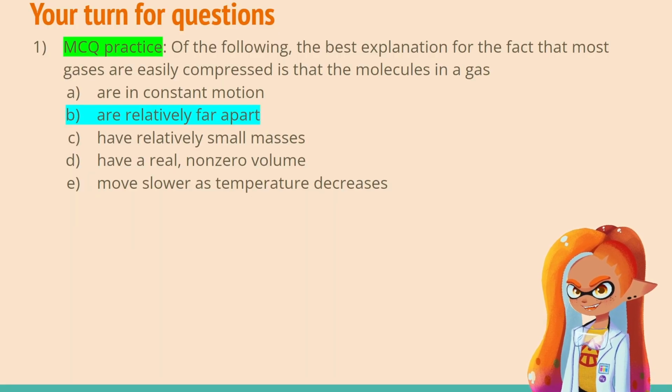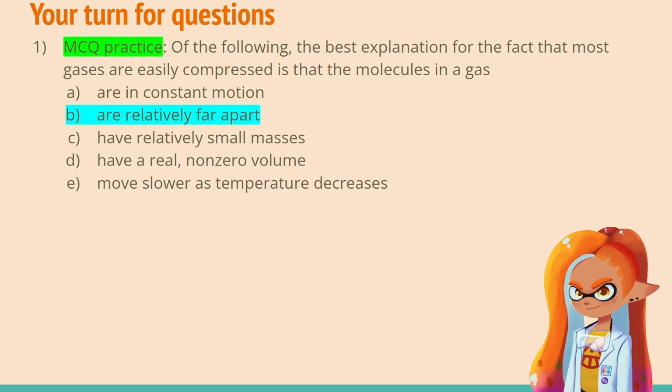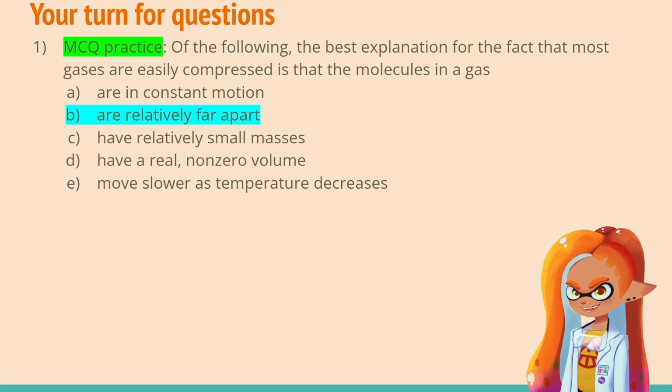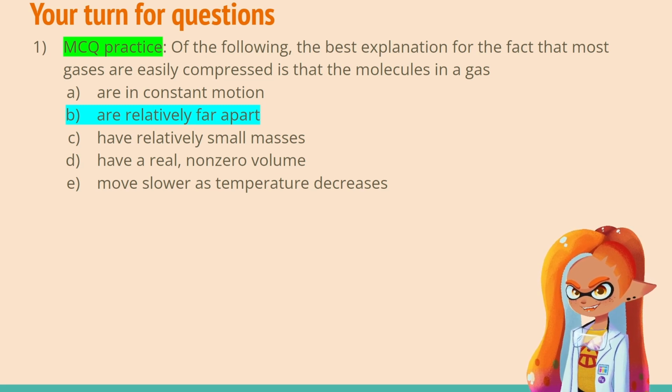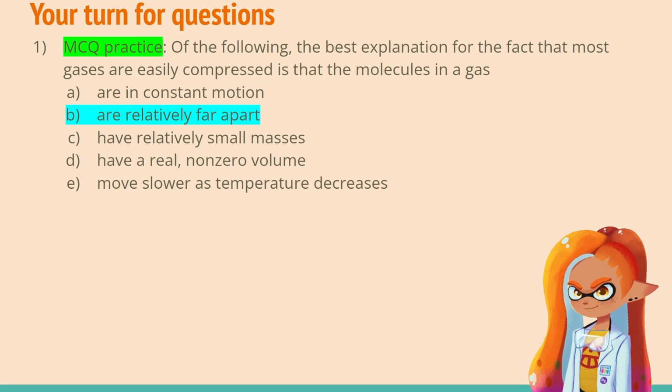So for the MCQ, the answer is B. They're easily compressed because remember that the particles of a gas are very far apart. Since they're very far apart, you can put pressure on that gas if it's in a container of some kind. When you put pressure on that gas, those particles can get closer together, but not enough to become a liquid until you put so much pressure that you can actually condense it. There are plenty of machines that can do that. We don't have that capability in our classroom, but it is possible.